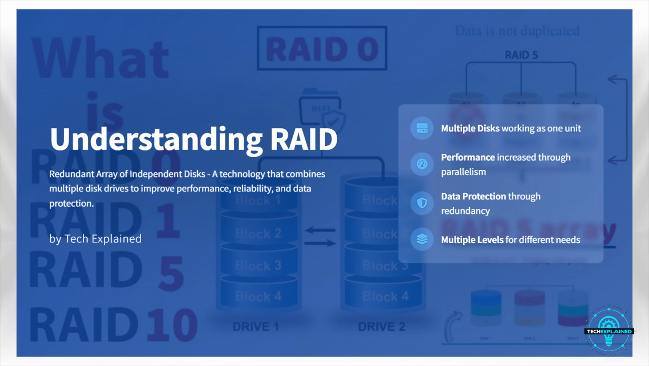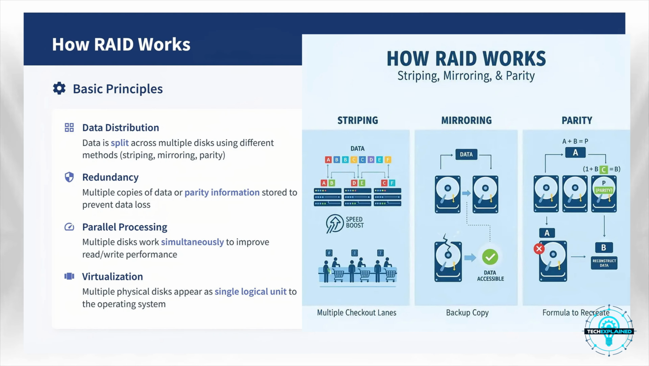RAID operates on three main techniques: striping, mirroring, and parity. Striping involves dividing data into blocks and distributing those blocks across multiple drives. This allows multiple drives to work simultaneously when reading or writing data, which can significantly improve performance. Think of it like having multiple checkout lanes open at a store. Customers can be processed much faster than with just one lane.